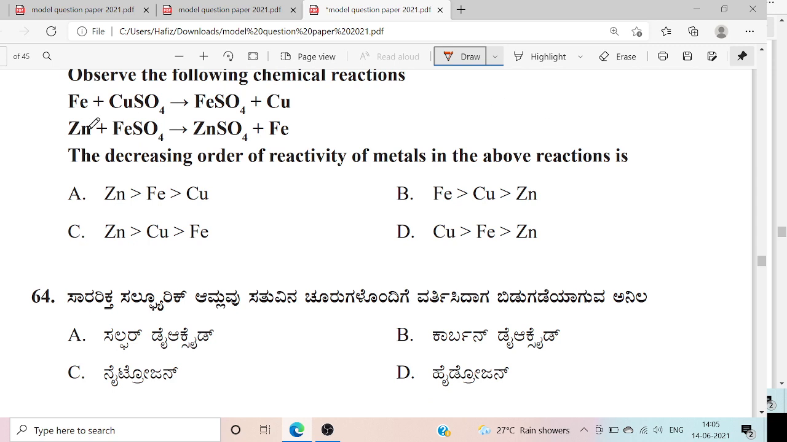Now the next question is on your screen. Observe the following reactions. The decreasing order of reactivity of metals in the above reactions. Find out how many metals are here: iron, copper and zinc. There are three metals in these two equations, and you need to arrange these metals in the decreasing order of their reactivity. If you remember the reactivity series of metals, then that would help you in answering such questions. See, among these the most reactive is zinc, then comes iron, and the least is copper. So try to find in which option you find this order. Yes, option A is the correct one.